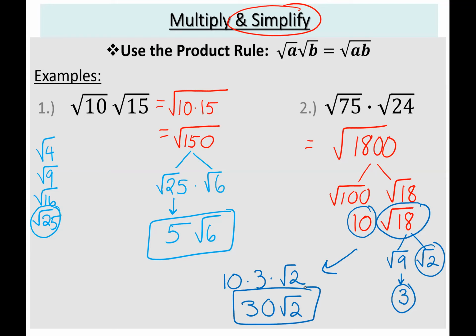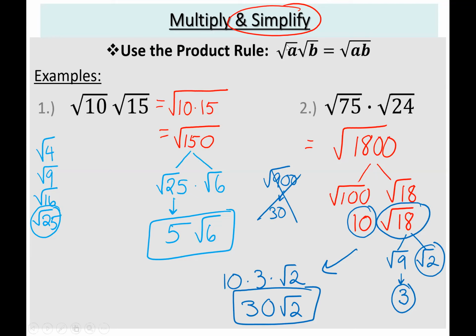Here's what this means. 100 wasn't the biggest perfect square that went into 1800. I could have actually used 900. So the square root of 900 is 30. I mean, that was not in our list. I didn't even really realize that. So that's okay. A lot of times this is what happens. You break it down and then you realize you can break it down more. Okay, so we got to our final answer of 30 square root of 2.